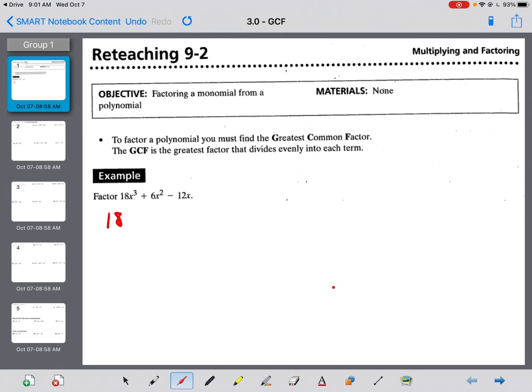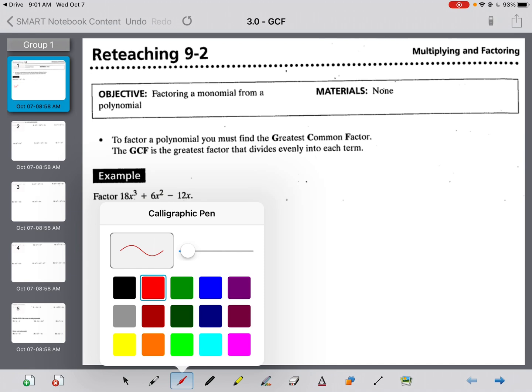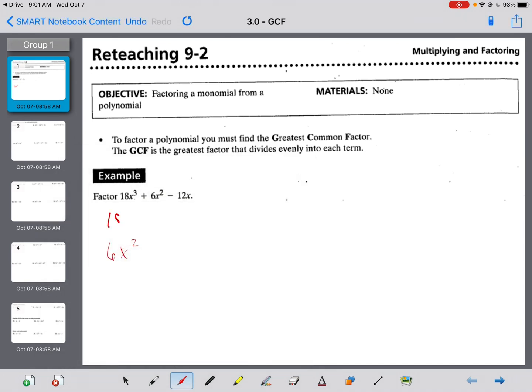So let's look at 18x to the third. Let me shrink that down just a little bit more. Let's look at 6x squared. There we go. 18x to the third. 6x squared. And let's look at negative 12x. What do they actually break into?